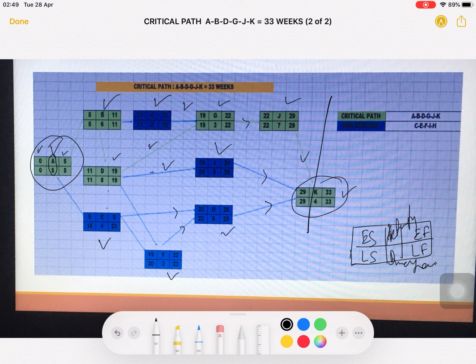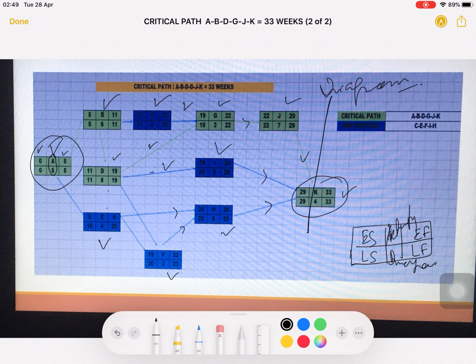So, if you see this, now I will tell you. This is where you draw your diagram. The diagram is very important. So, this is your diagram.